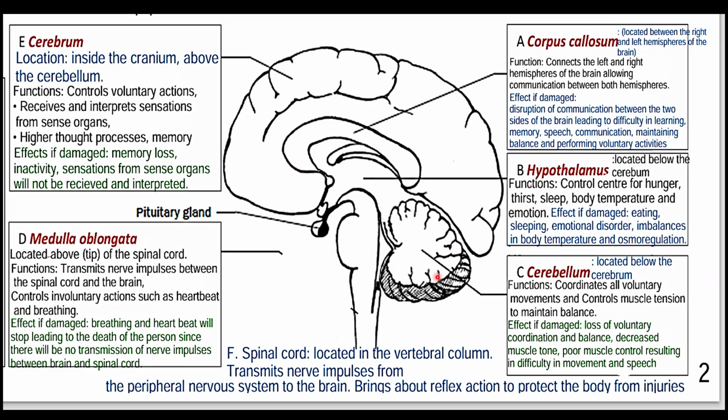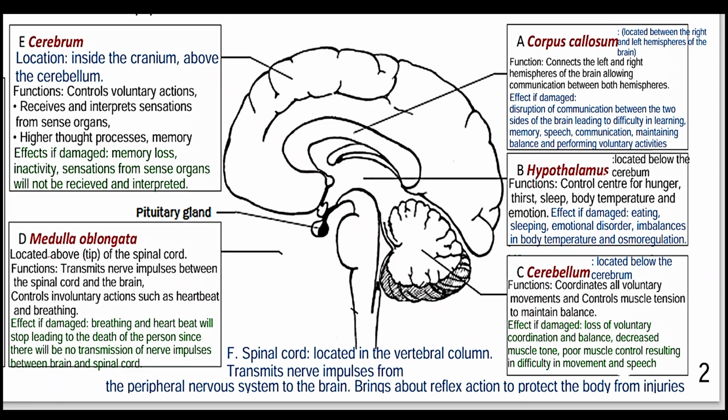Where is it located? You can see here that is the cerebrum, which is on top, and below it, that's the cerebellum. So here we wrote that the cerebellum is located right below the cerebrum. The cerebrum is big and the cerebellum is small. There are two hemispheres of the cerebellum, and two hemispheres of the cerebrum. Both are half of a circle within the cranium. What are its functions? It coordinates all voluntary movements and controls muscle tension to maintain balance.